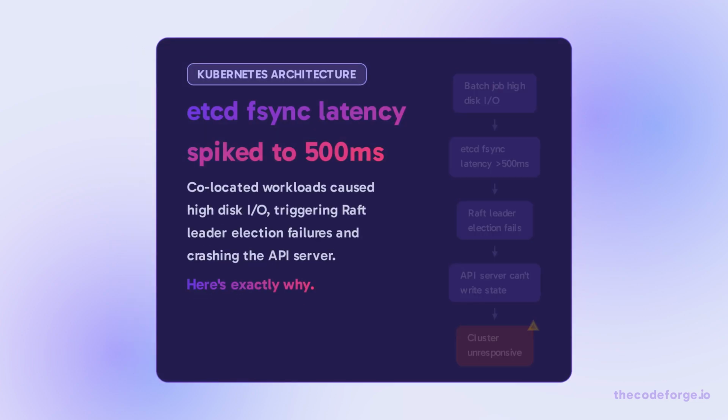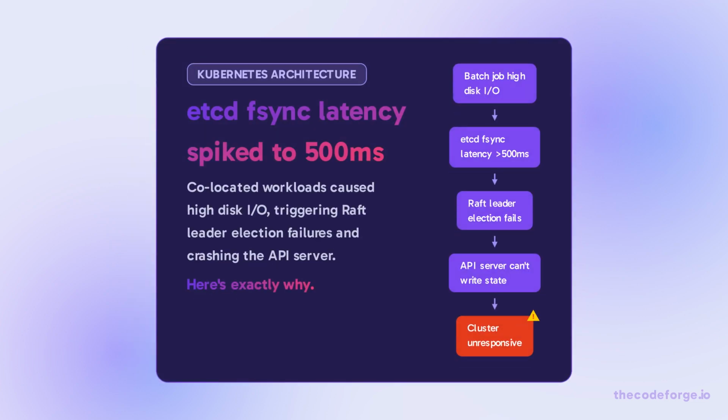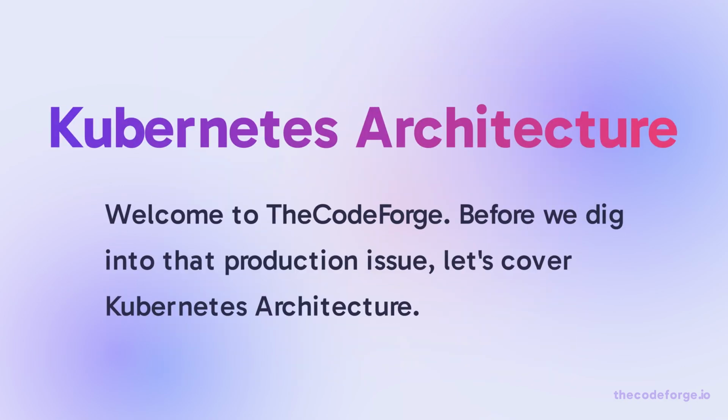A batch job caused disk I/O spikes, pushing etcd fsync latency to 500 ms. That triggered Raft leader election failures, making the API server unable to write state and bringing the entire cluster down. Here's exactly why.